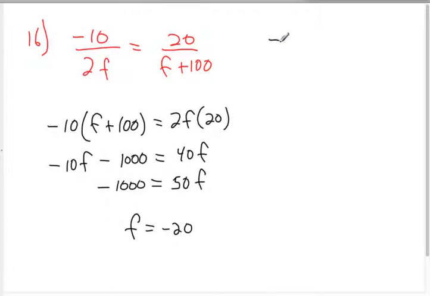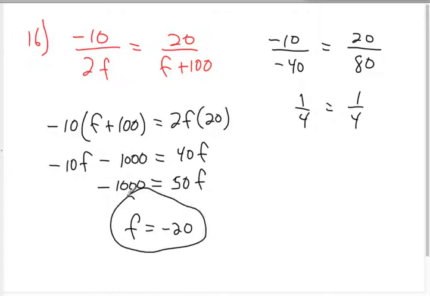So negative 10 over negative 40 equals 20 over 80. Let's see. So yeah, because negative 10 over negative 40 is positive 1/4, which is the same as that. So yeah, we're good. This is the answer. Now we're going to double check. Oh yeah, so it's not extraneous because extraneous would mean f cannot be 0 or negative 100.